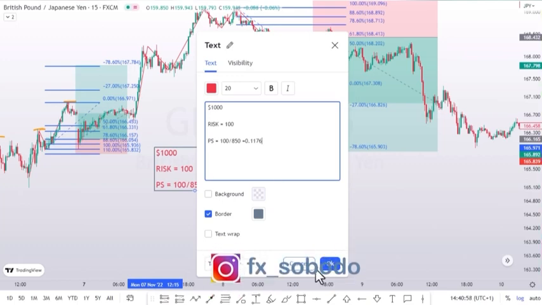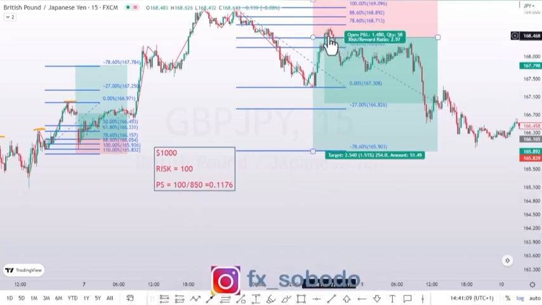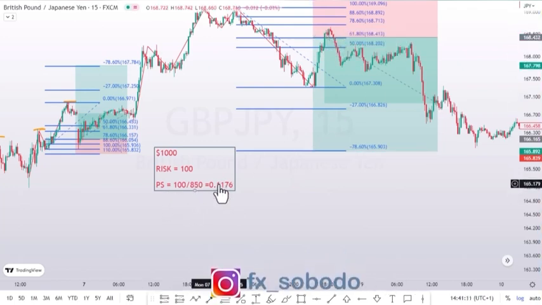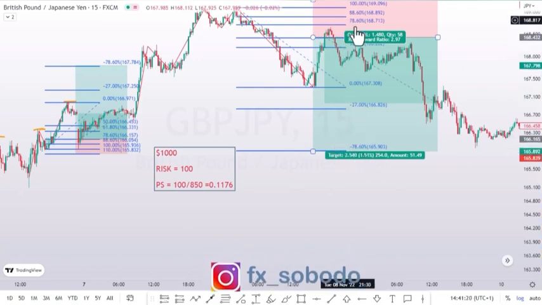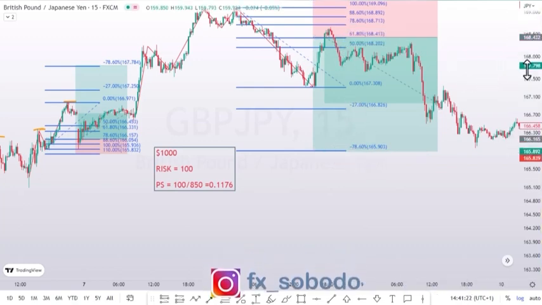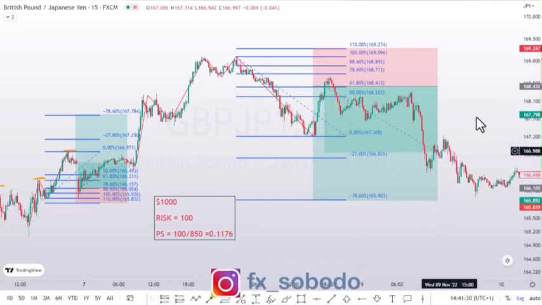0.1176, something like that. So basically you enter with 0.1, that's your position size, PS. So at this level you enter with 0.1, and remember you are risking this amount, you are risking 85 to get 254.